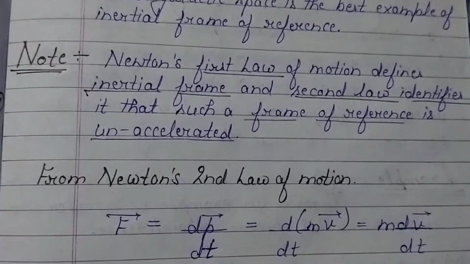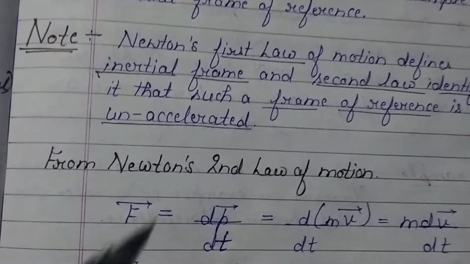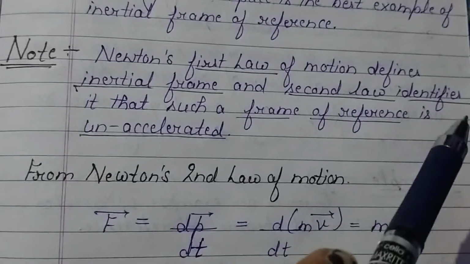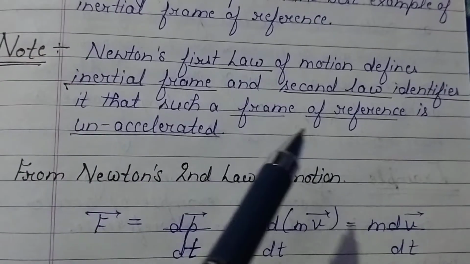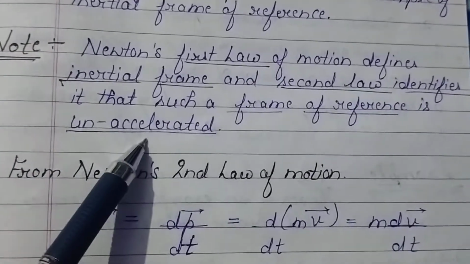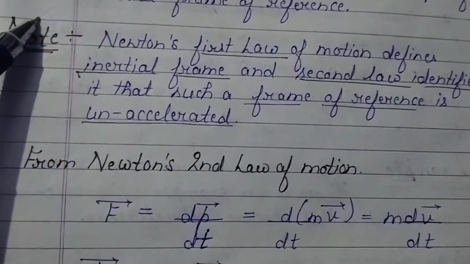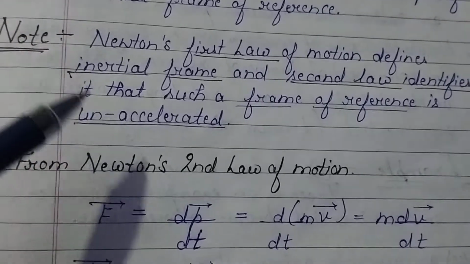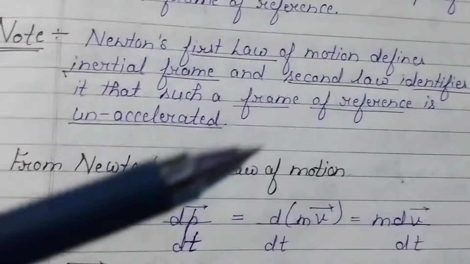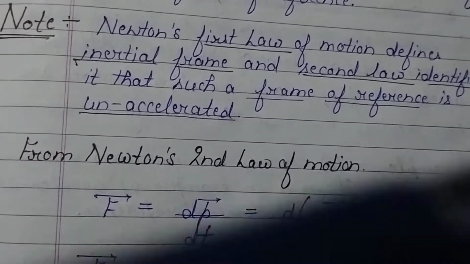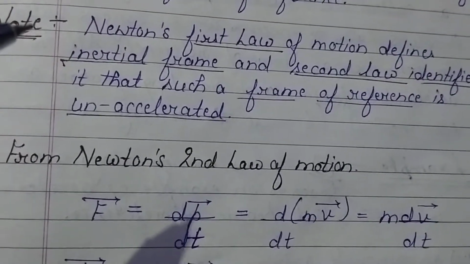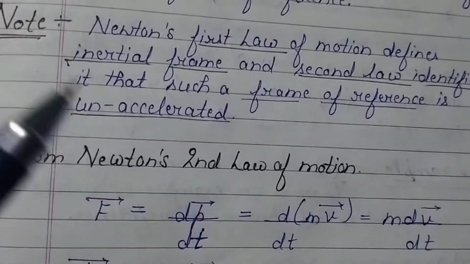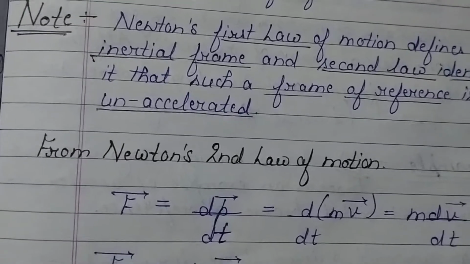Next is the note. Newton's first law of motion defines an inertial frame, and the second law identifies that such a frame of reference is unaccelerated. That means the first law defines that it is an inertial frame, and the second law defines that if it is an inertial frame of reference, then it is unaccelerated.